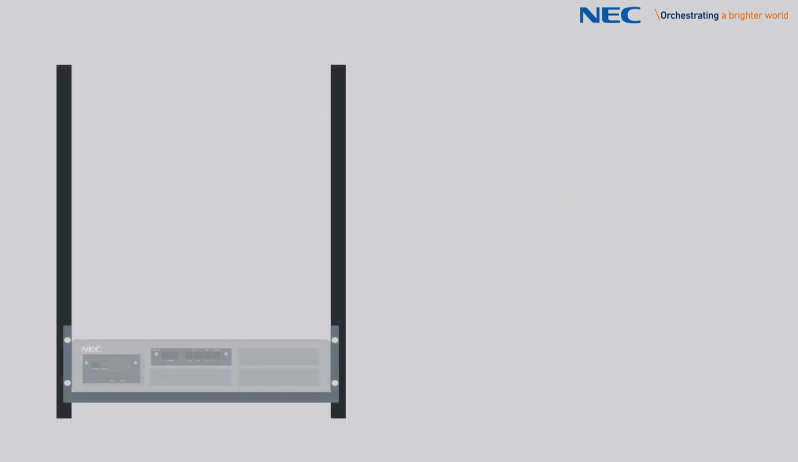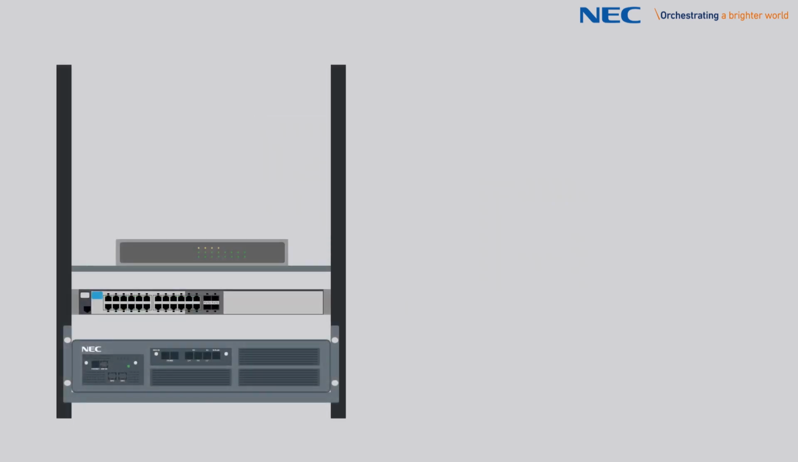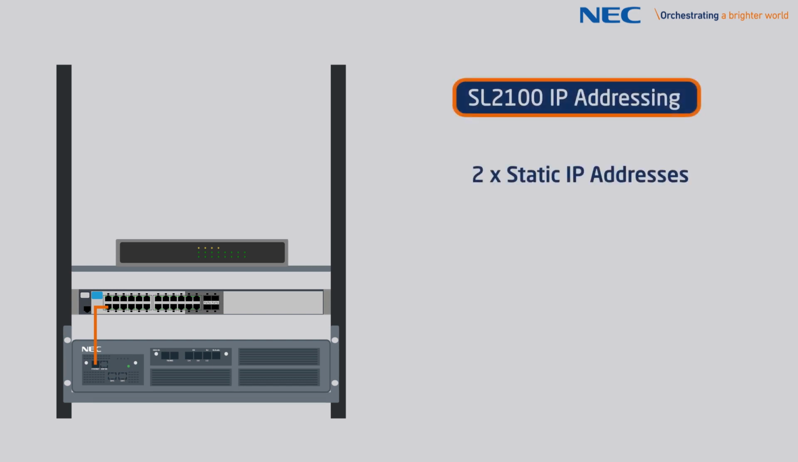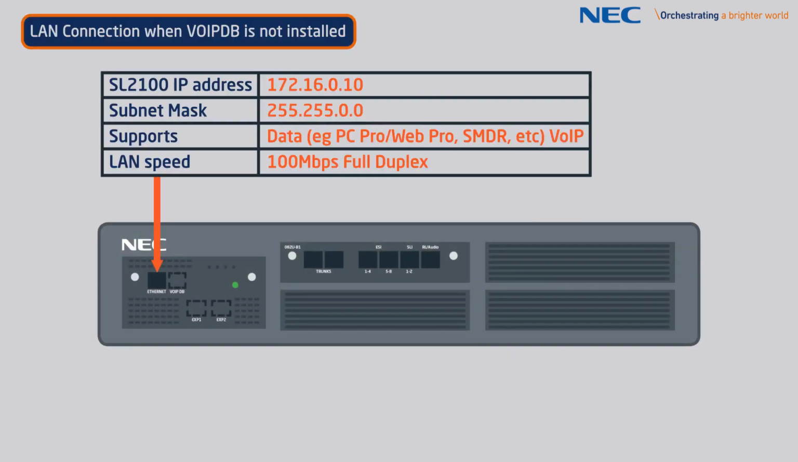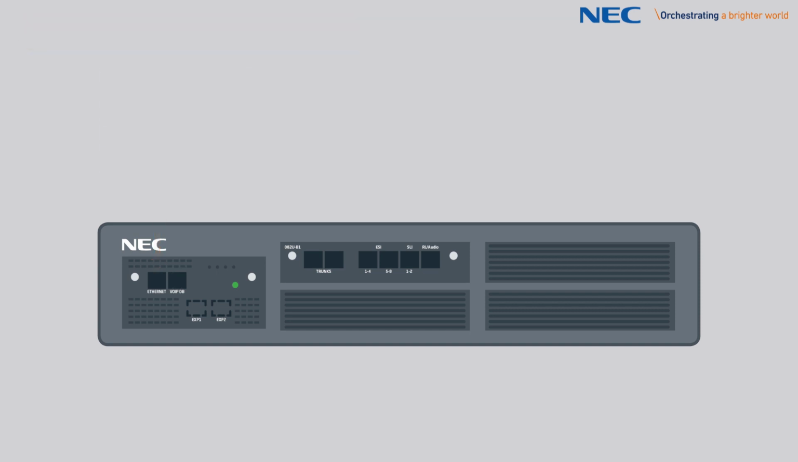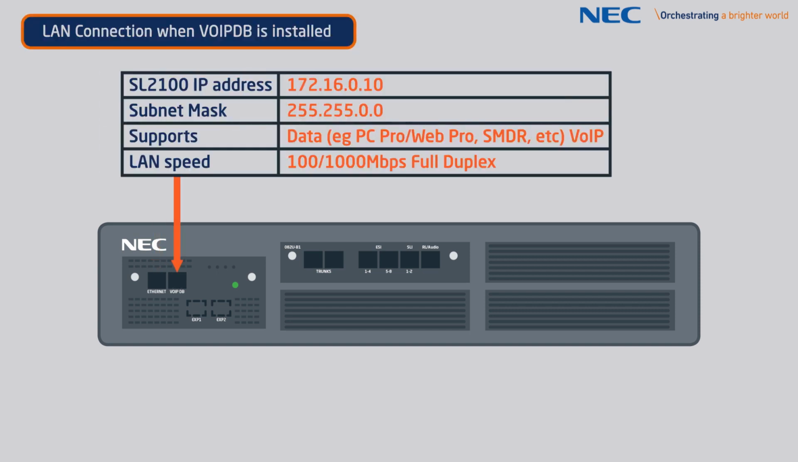You will need to know the LAN settings to configure the SL2100 to join the customer's network or voice LAN. The SL2100 will require 2 IP addresses in the customer's network, an IP address and subnet mask for signaling and an IP address for VoIP media resources. If you do not have the VoIP DB card installed, then connect to the Ethernet socket of the CPU card. If you have the VoIP DB card installed, then connect to the Ethernet socket of the VoIP DB card.